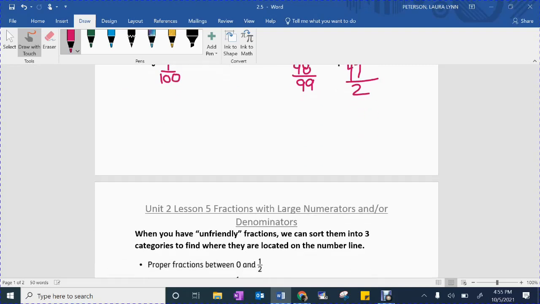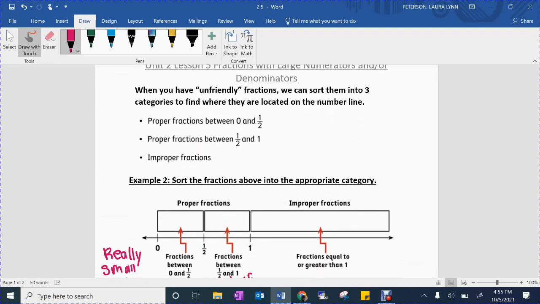But then let's go to the back side, and let's keep talking about some unfriendly fractions. So fractions that are dealing with numbers that we don't usually deal with a lot. So we have 3 options when it comes to organizing unfriendly fractions. We will have a section where it's a proper fraction, between 0 and 1/2. What that means is that it's a small top number. And we're going to write this down in a minute.